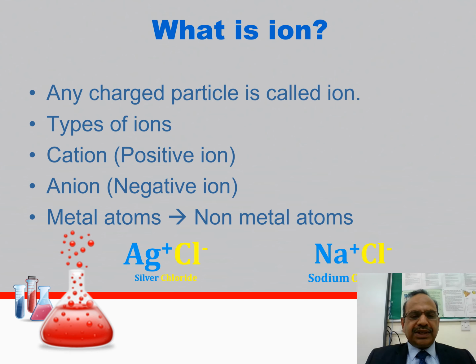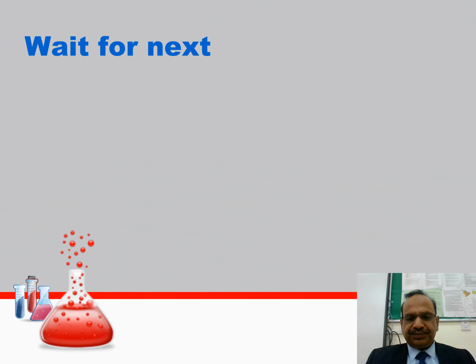You can see the example here, for example silver. Silver is a metal. It loses one electron and gets a positive charge. Chlorine, a non-metal, gains one electron and gets one negative charge. When these cation and anion come close to one another, they form a compound like silver chloride. Similarly, sodium chloride is also an ionic compound.